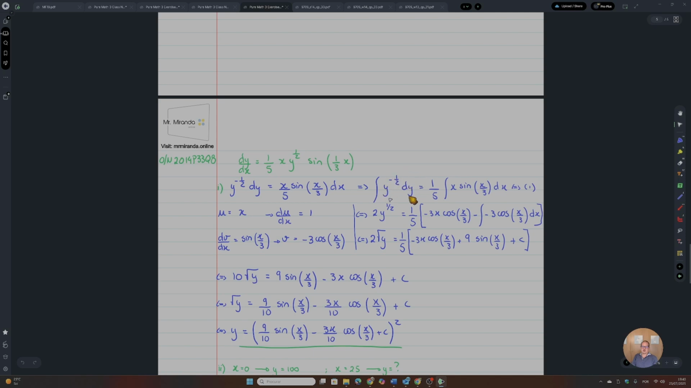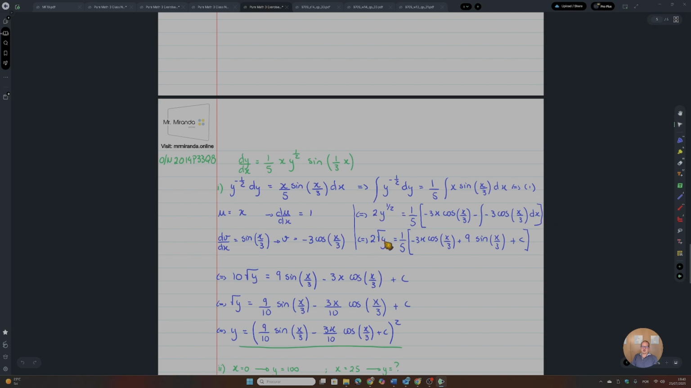This is trivial to integrate, but this is not. You have to do integration by parts. This is a simple polynomial times a simple trigonometric function. So you use u as being x, du by dx is going to be 1. dv by dx is going to be sine of x over 3. So v equals minus 3 cosine of x over 3. We went through this in the previous chapter. So now just apply the rule over here. This is going to be equal to u times v minus integral of v du by dx times dx.